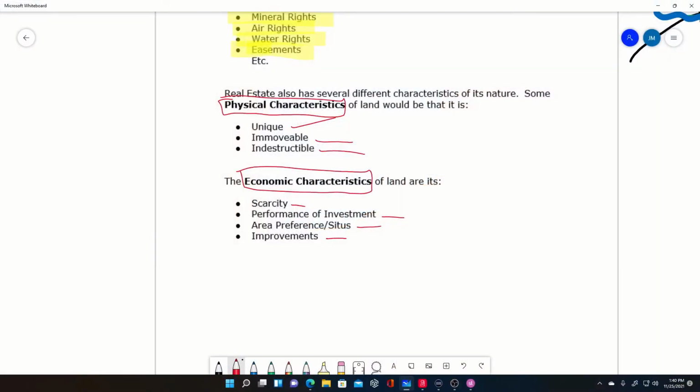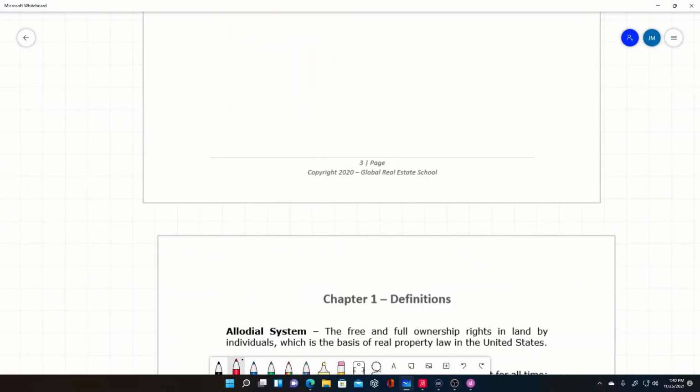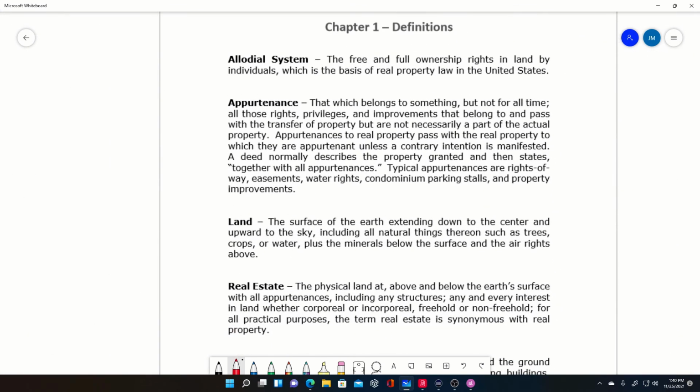Okay? So keep that in mind. Now, in the book, you have some definitions. We kind of go back over these. I give you a couple of definitions. Allodial, I like this. I like to remember the allodial system. It's free and full ownership rights. What I like to associate this with is the A for America. I know that's a big marker there, but just think in terms of America and allodial, okay? So keep that in mind.